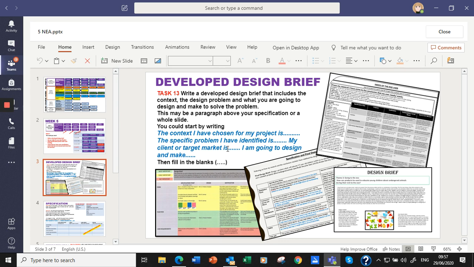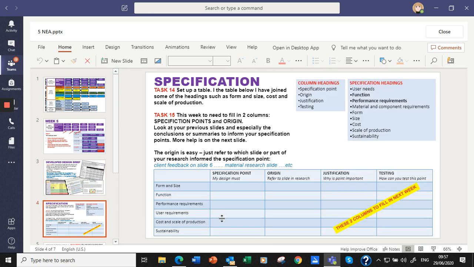So once you've written your design brief, below that, you need to put in your specification. Your specification is a table, and we're just going to this week fill in the first column of that table. So create your table, create 1, 2, 3, 4, 5 columns. The first column, we're going to put in just the areas that you have to consider. The second column, we're going to be putting in your specification points. The third, the fourth, the fifth column, we're going to leave till next week.